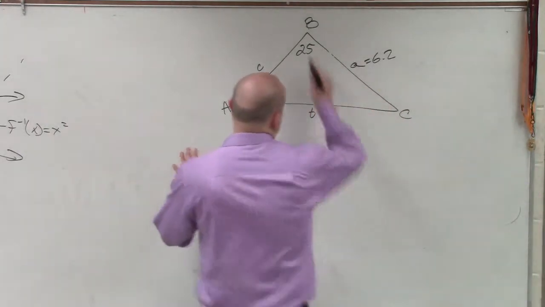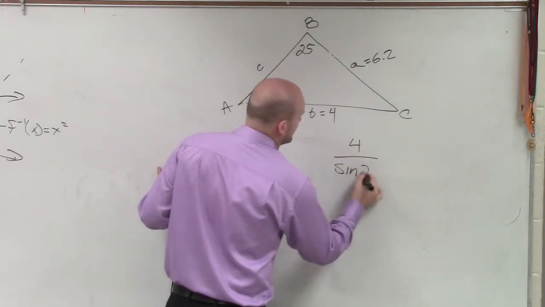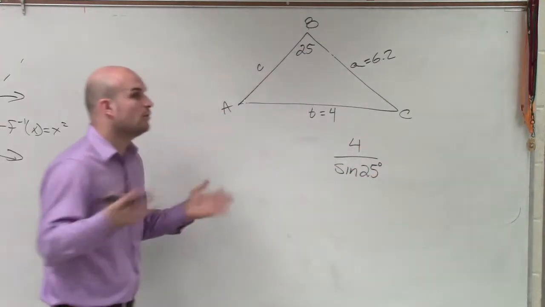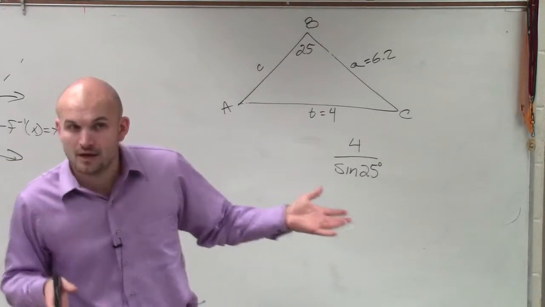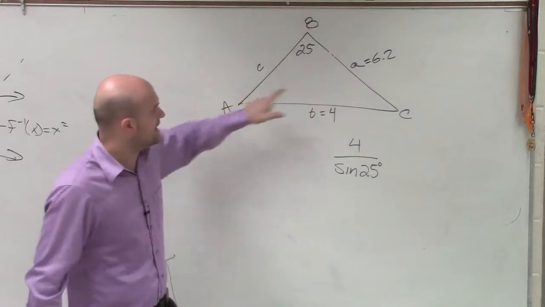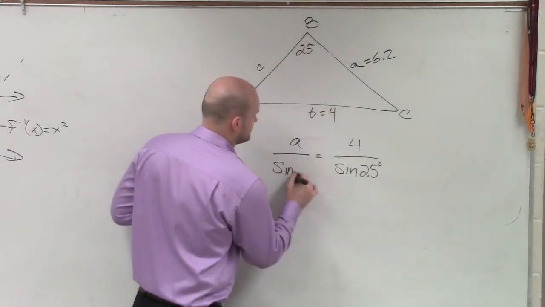And we have a ratio right here, right? So I say 4 over the sine of 25 degrees. Then we say, well, what do we want to set that equal to? Do we want to set it equal to the ratio for A or the ratio for B? Well, since we have the side length of A, I'll set up a ratio of A.